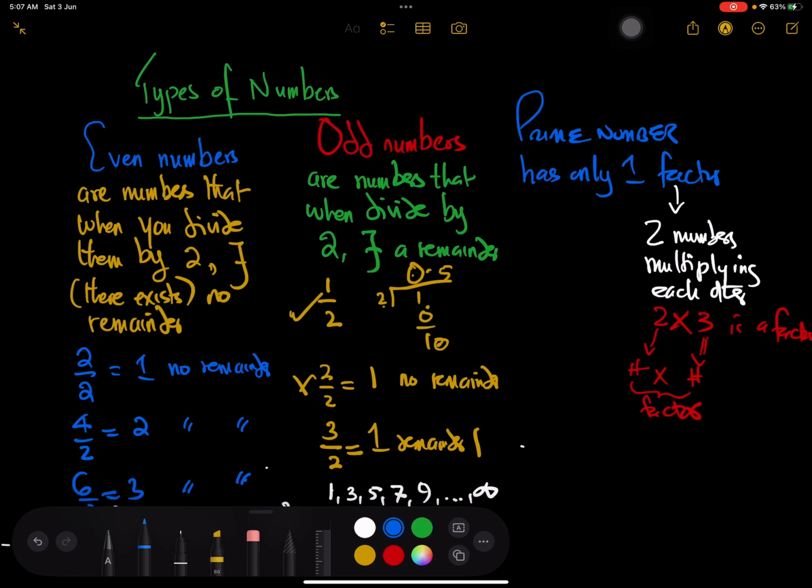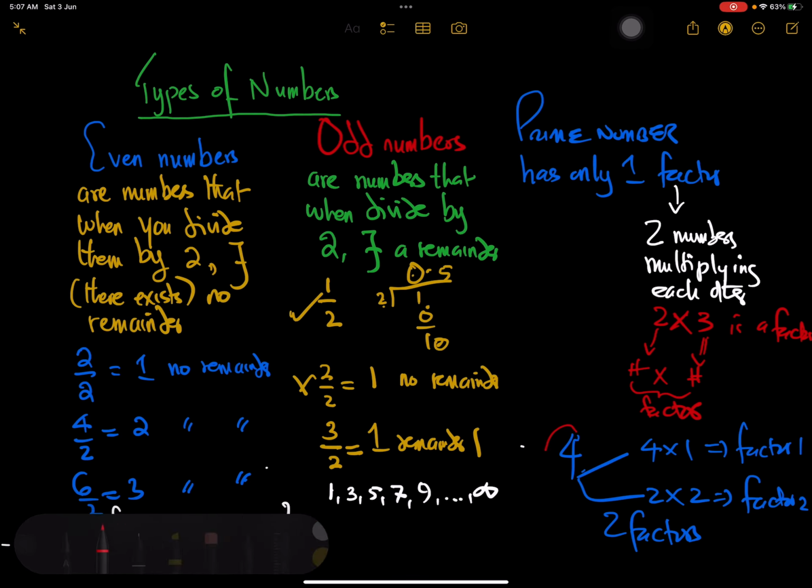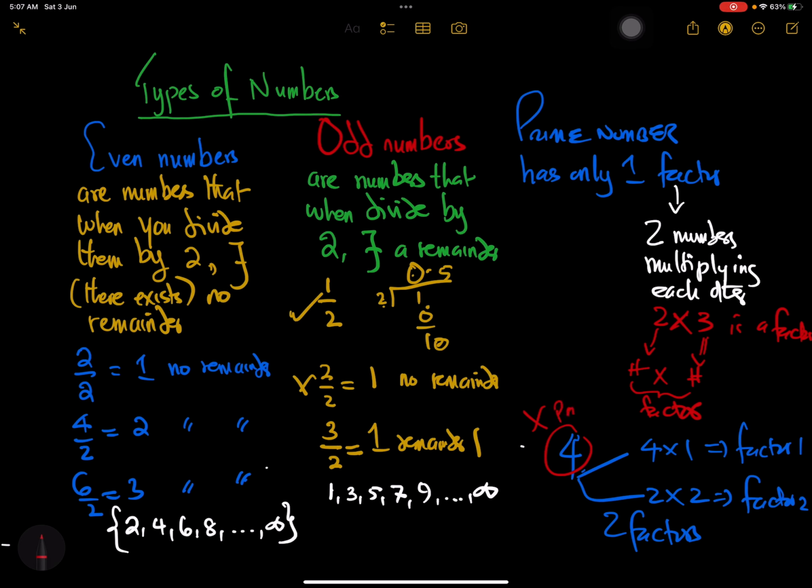So, for example, if we take the number four, we can have four times one, and we can also have two times two. This is a factor. That is also another factor. Because there are two factors here, four cannot be a prime number. It's not a prime number because it has two factors. So a prime number is a number that has only one factor.